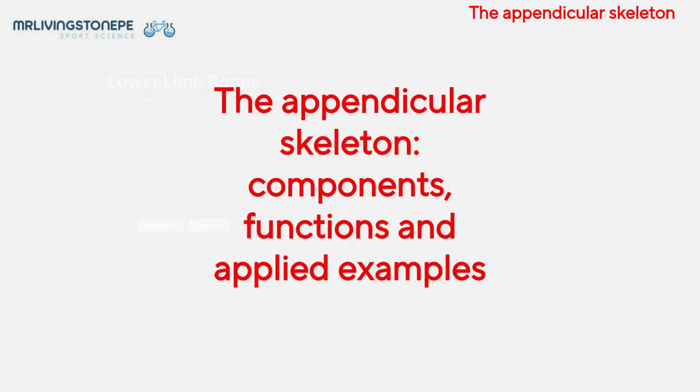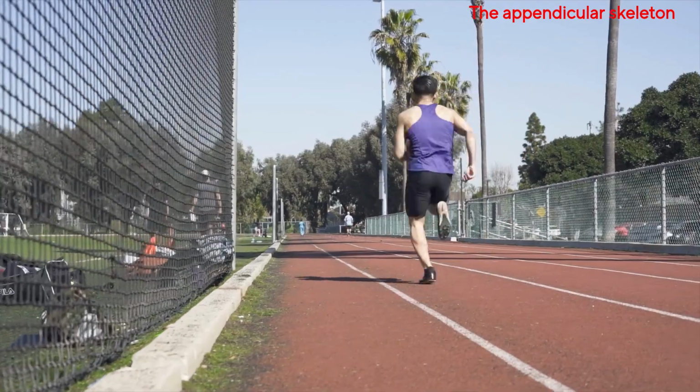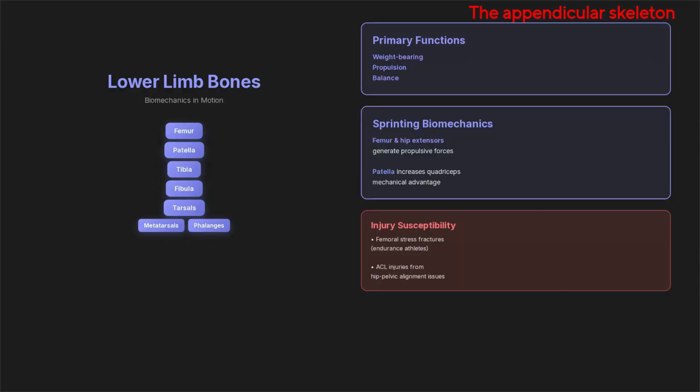The lower limb bones include the femur, patella, tibia, fibula, tarsals, metatarsals, and phalanges, and facilitate weight-bearing propulsion and balance. This is demonstrated in sprinting, where the femur and hip extensors generate propulsive forces, while the patella increases quadriceps mechanical advantage. Though it should be noted that this system is susceptible to femoral stress fractures in endurance athletes and to ACL injuries related to hip-pelvic alignment dysfunction.